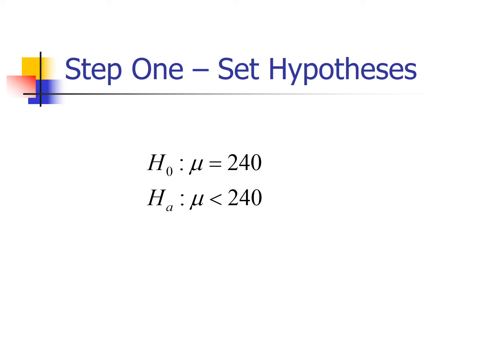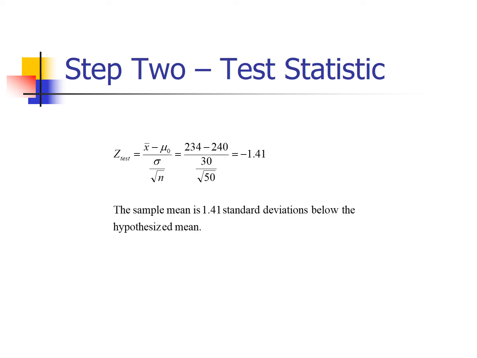So step 1, set up our hypotheses. These are the same hypotheses as before. Our alternative hypothesis is that the mean, mu, the average time to test completion, is less than 240. Our test statistic, x bar minus mu naught over sigma over the square root of n. Plug in all the numbers, I get negative 1.41.